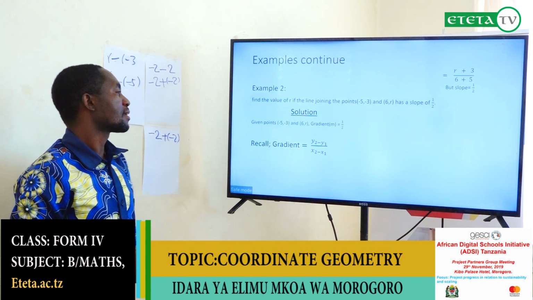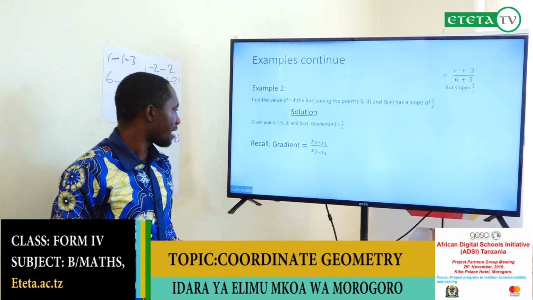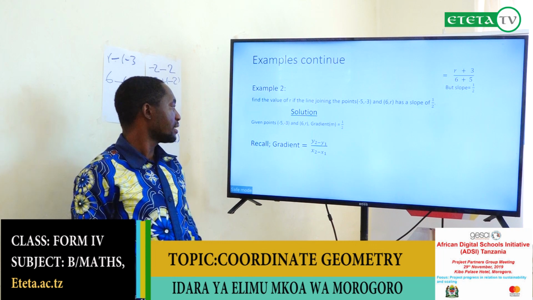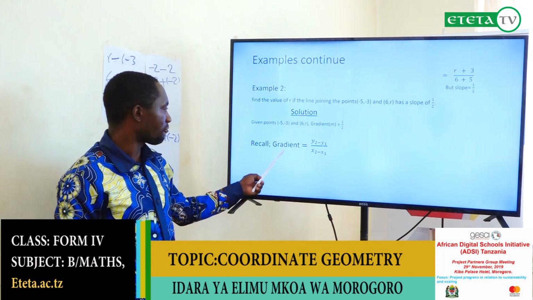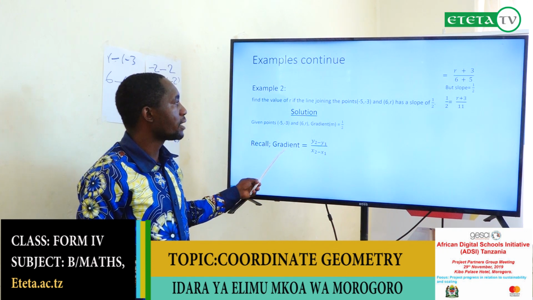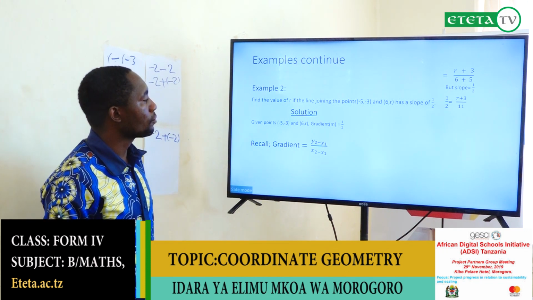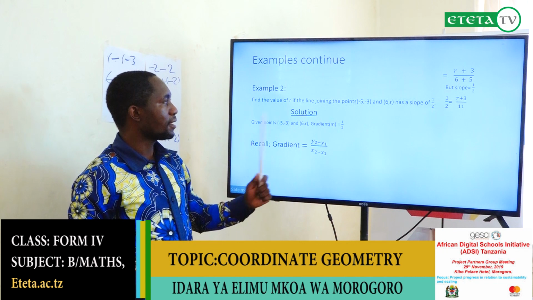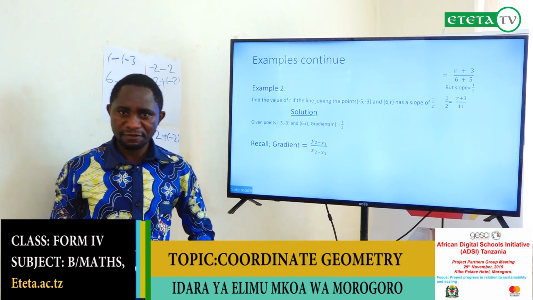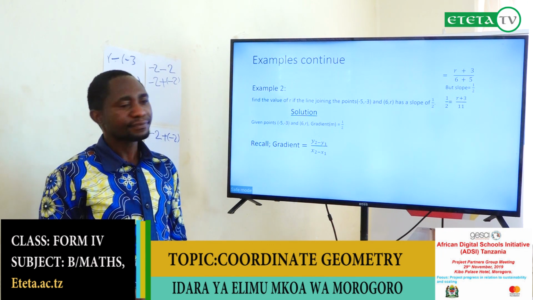But slope equals a half. Now here, you just put a half on the gradient. You just put 1/2 equals, now, R plus 3 divided by 11, since 6 plus 5 equals 11.